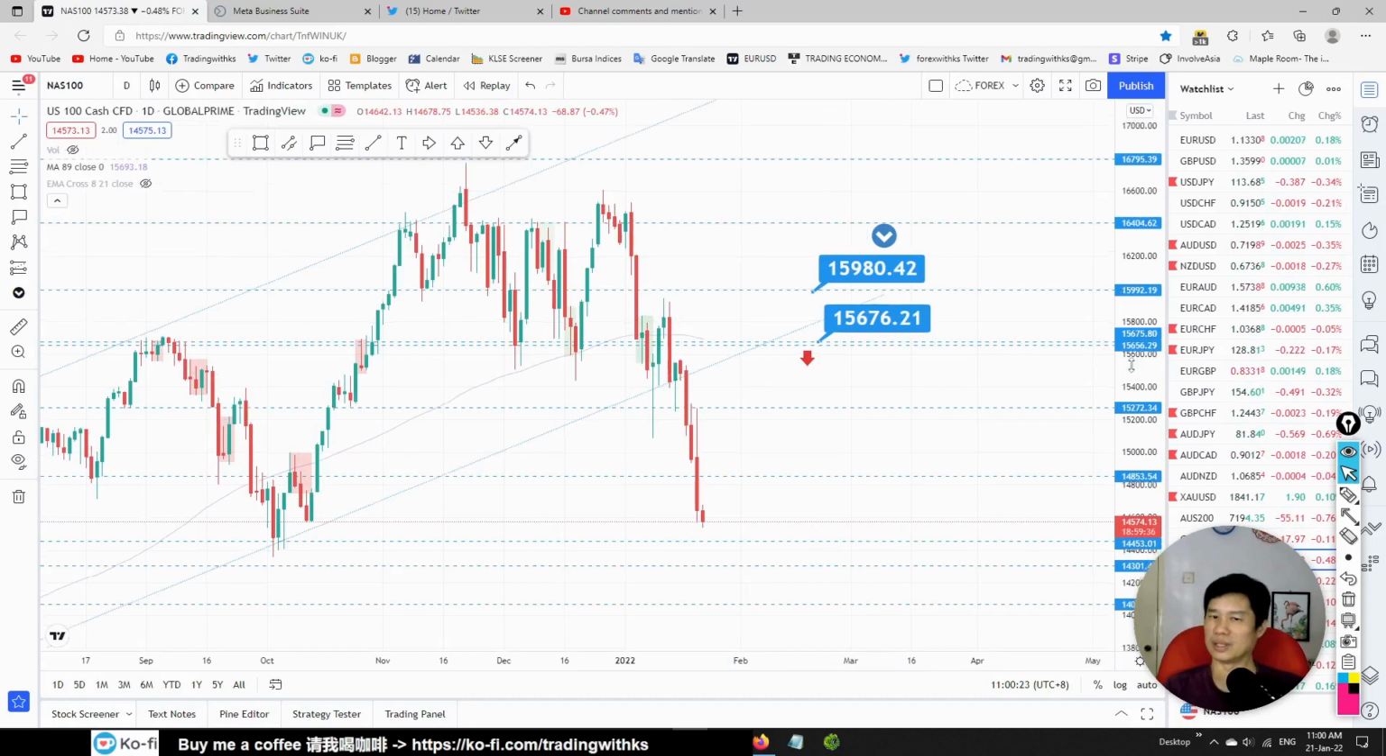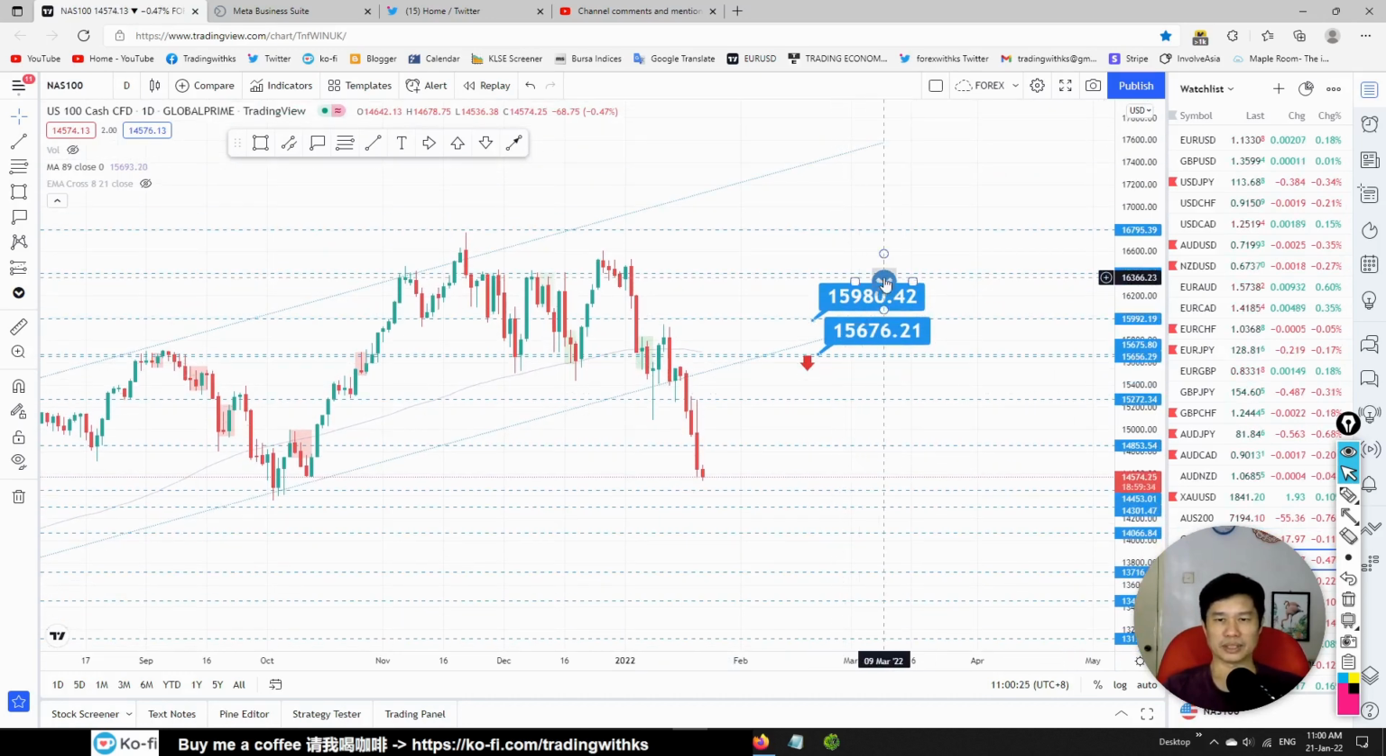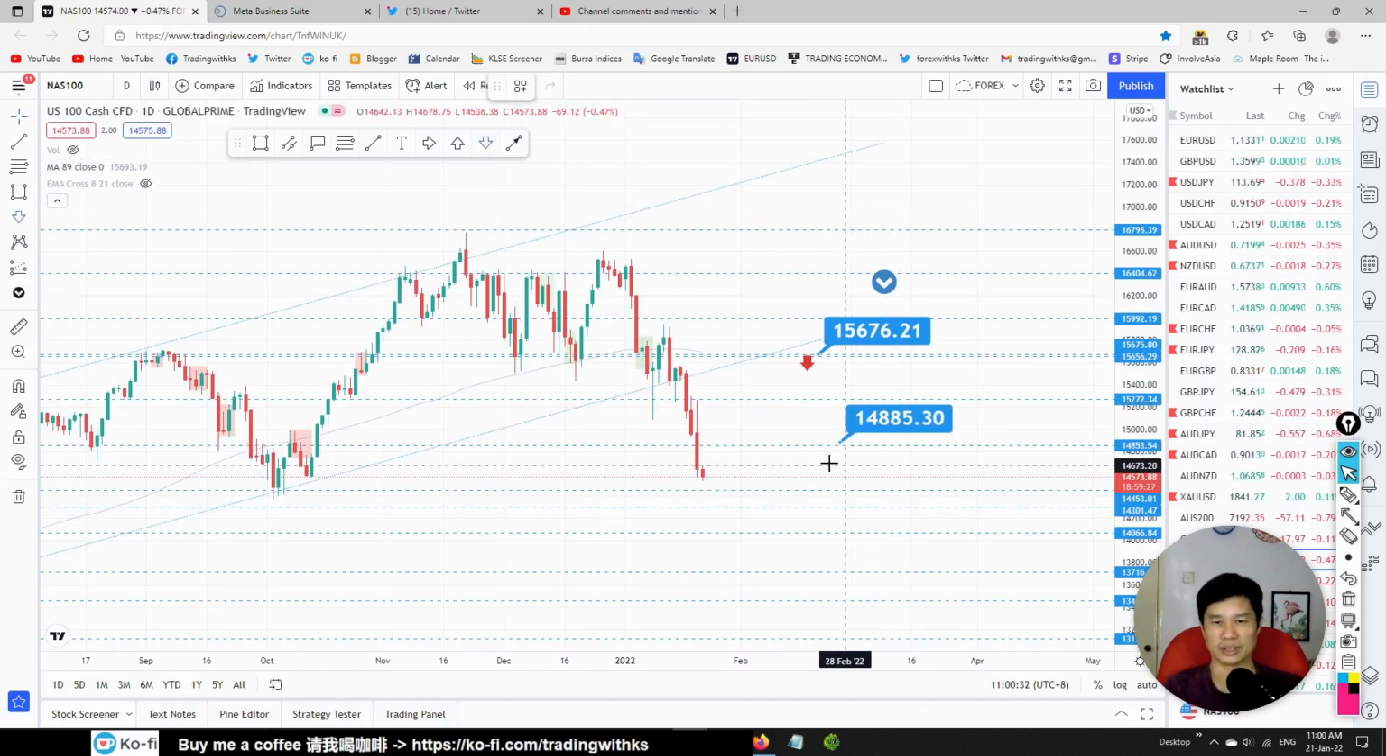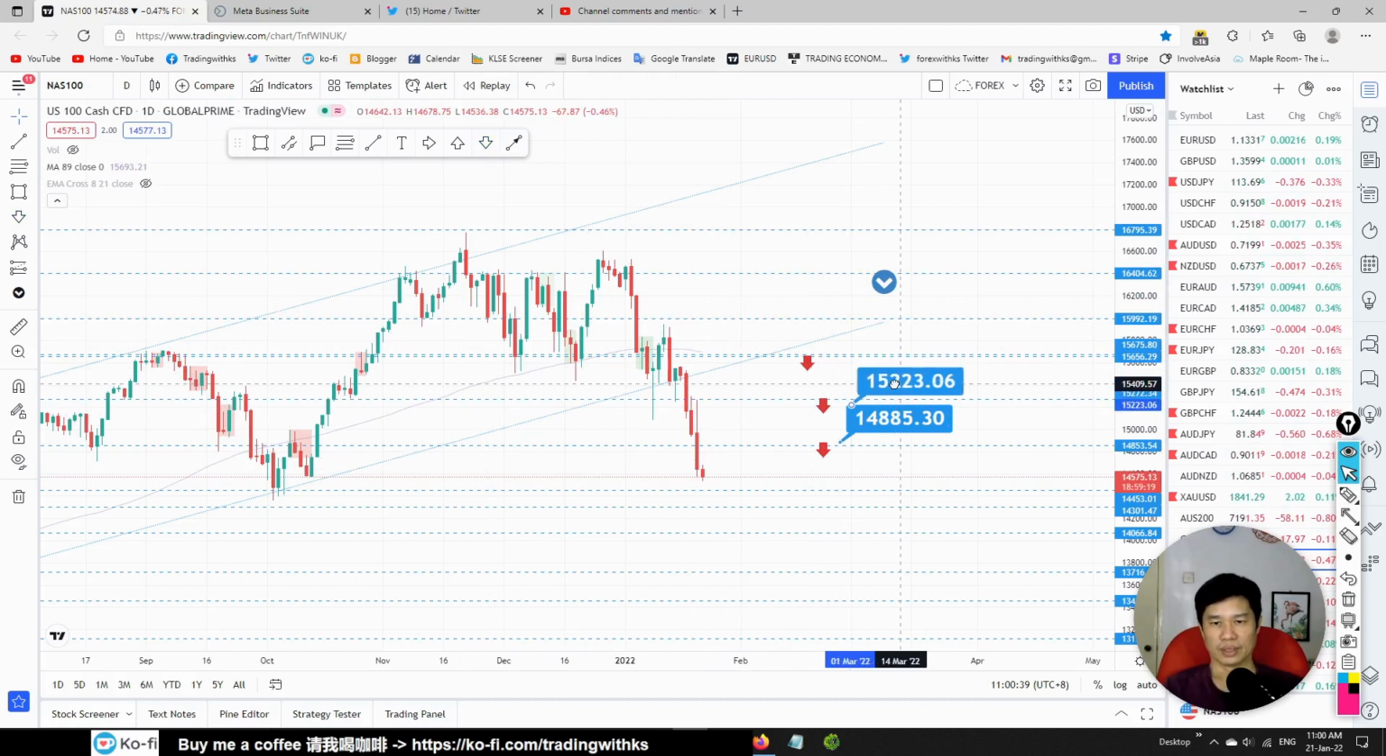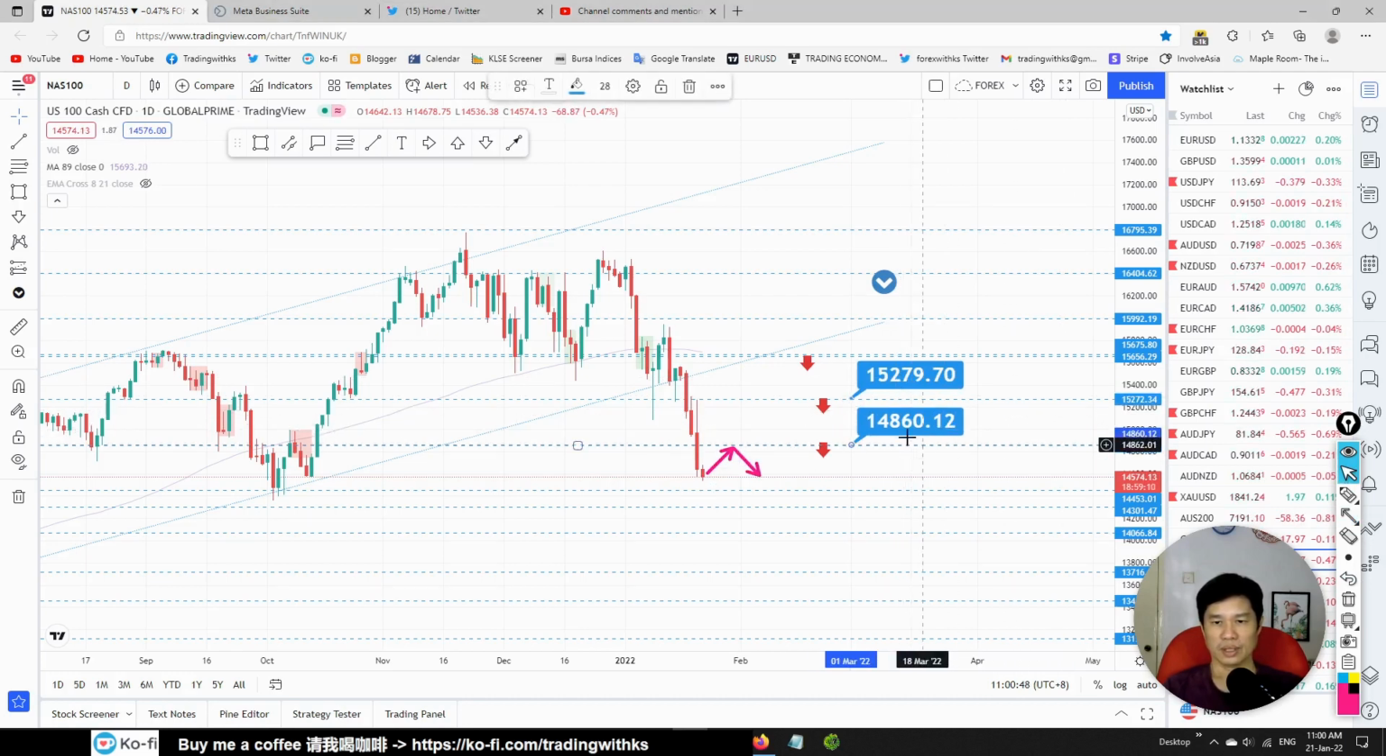NASDAQ. The US market is just dropping. So our strategy should be just selling the US market, right? So we just look for sell opportunities now. Any rebound, rejection at 14860, or if the price goes higher, rejection at 15279, we are looking for a sell opportunity.